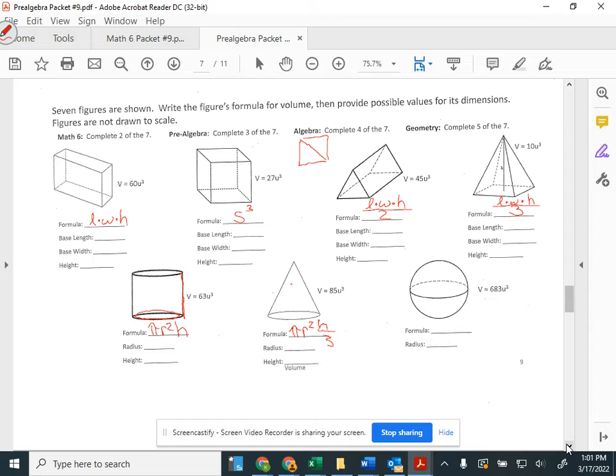Anybody remember the sphere? Andrea, I don't remember exactly, but I know it has a 4. It does have a 4 in it. How do we use that 4? Garrison? Multiply? Okay, so we've got a 4. We're going to be multiplying. Any other guesses? Multiply by pi, because circles have that pi.